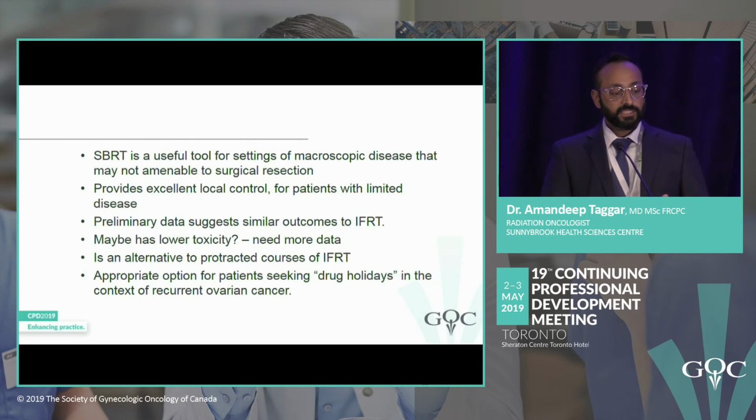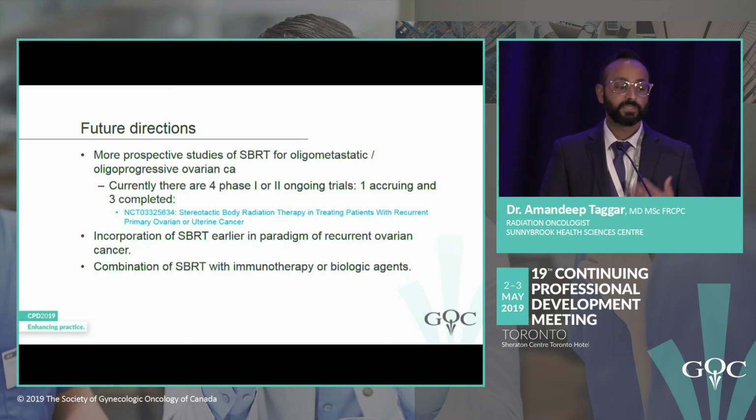So to summarize, SBRT is a useful tool for the setting of macroscopic disease that may not be amenable to surgical resection, and it provides excellent local control. But most of the data is still preliminary, so we do need more prospective studies. There are about 3 or 4 registered studies on the NCT trials. Most of them are for recurrent cancers or after failure of multiple lines of chemotherapy.